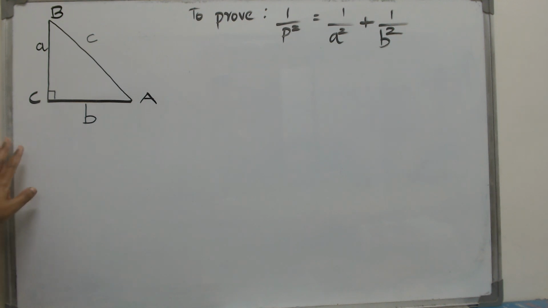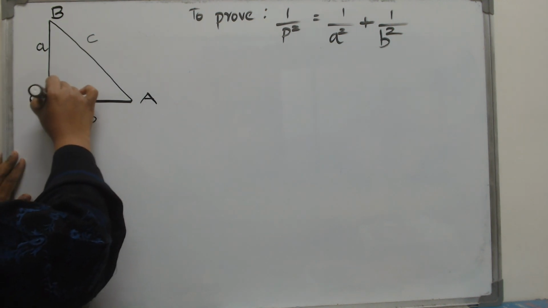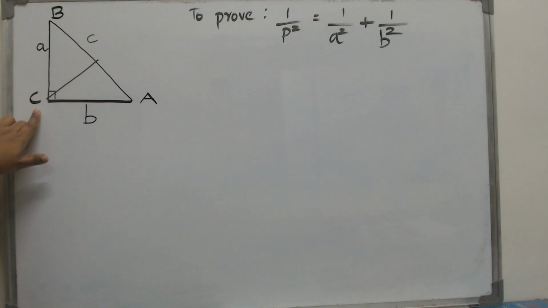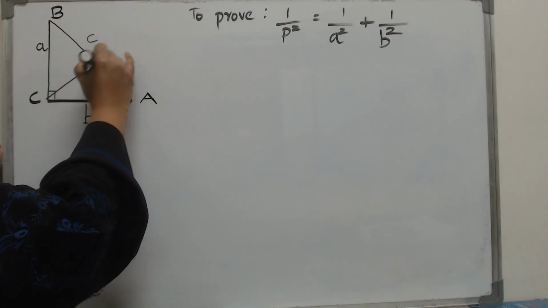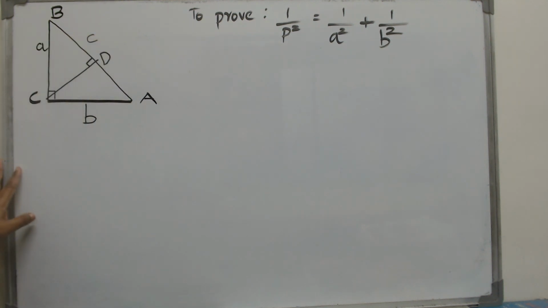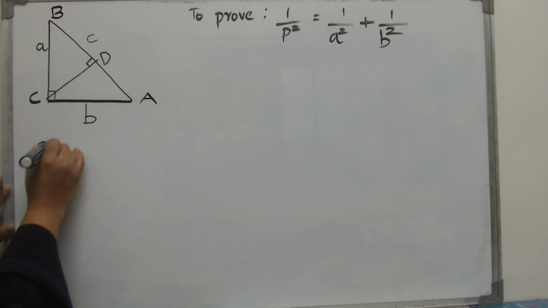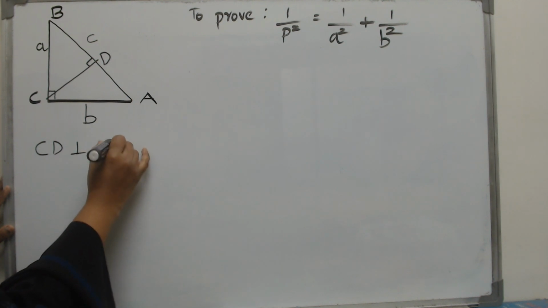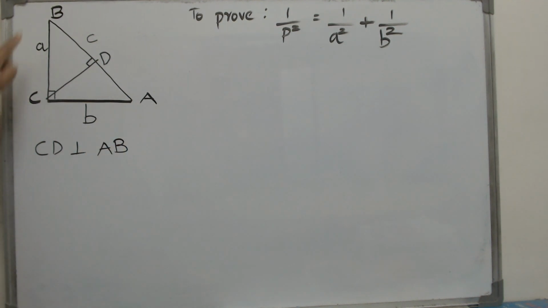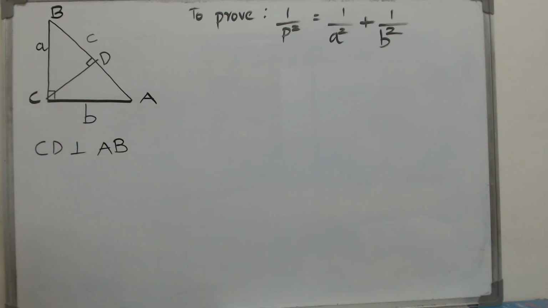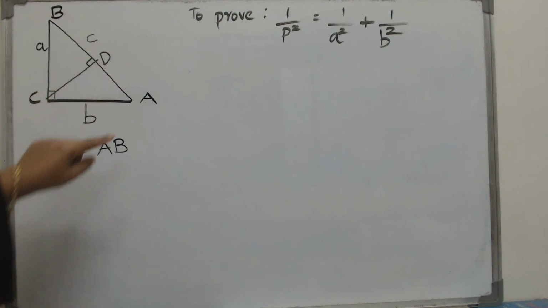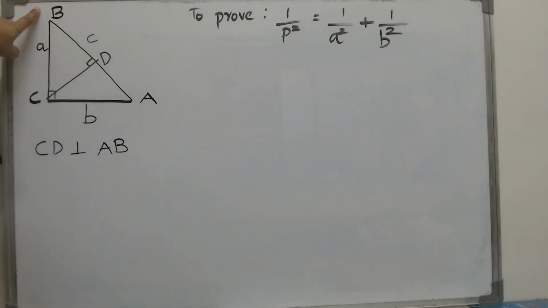Now we have a line CD, which connects C and its opposite side AB perpendicularly. Now tell me, what is the mathematical term for a line which joins a vertex and the opposite side perpendicularly? We call it the altitude, right? So even though it is not mentioned, keep in mind that CD is the altitude to the base AB.